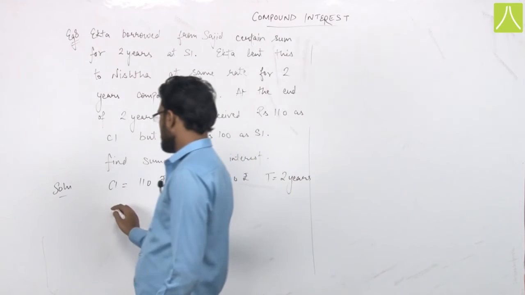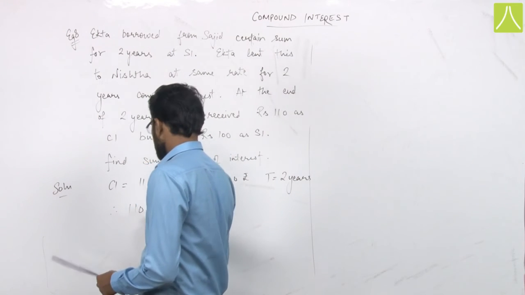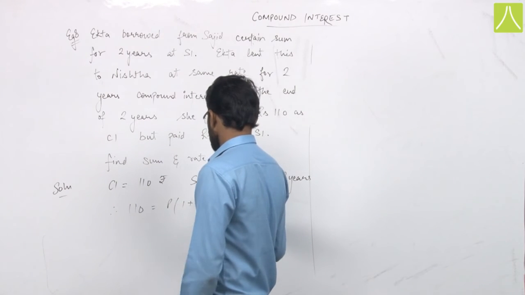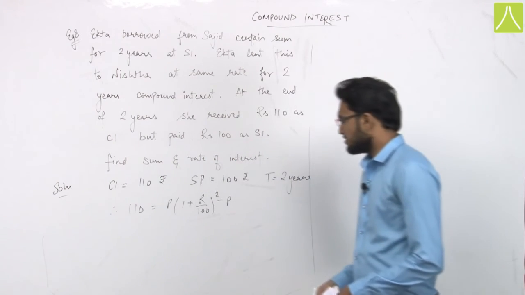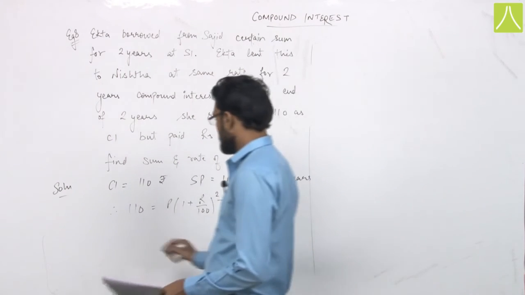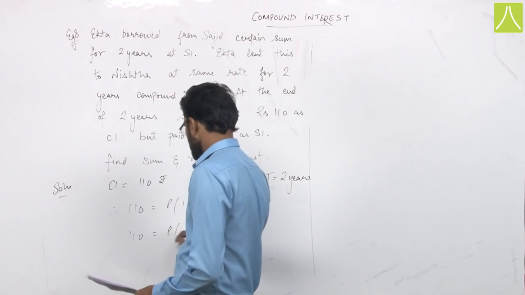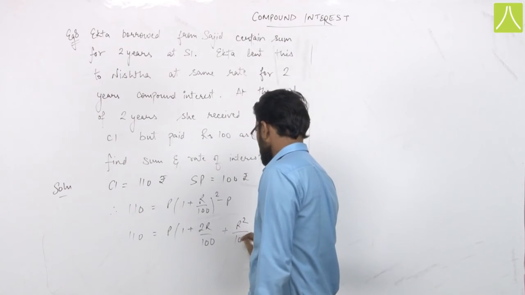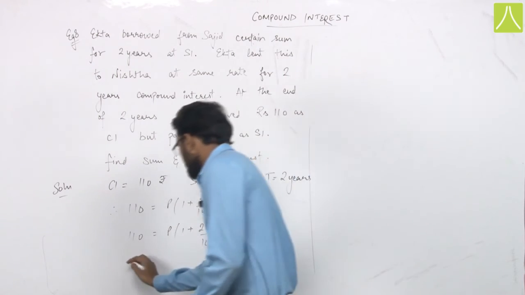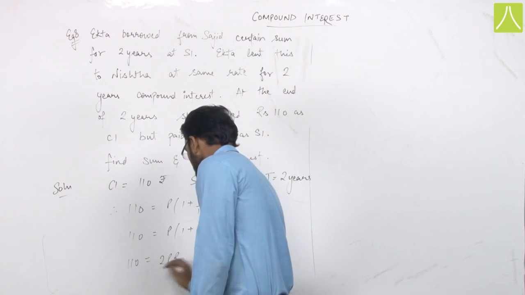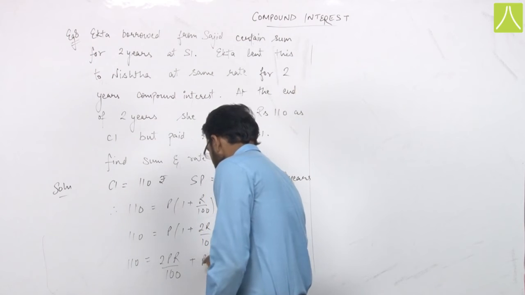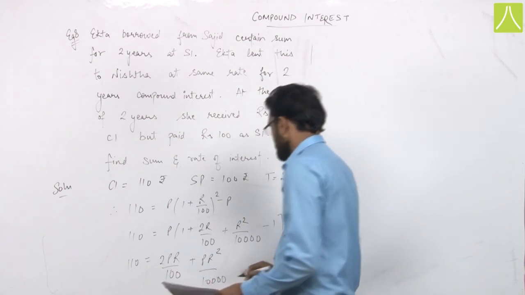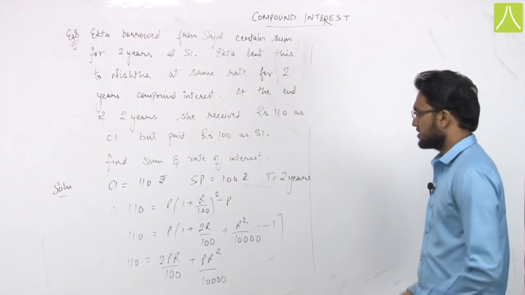We have to calculate the rate of interest. 110 is equal to the compound interest, which is principal into (1 plus r upon 100) whole square minus p. We don't have the values for the principal and rate of interest. Solving this further, we get principal into (1 plus 2r upon 100 plus r square upon 10,000) minus 1. Solving this, 110 equals 2pr upon 100 plus pr square upon 10,000.